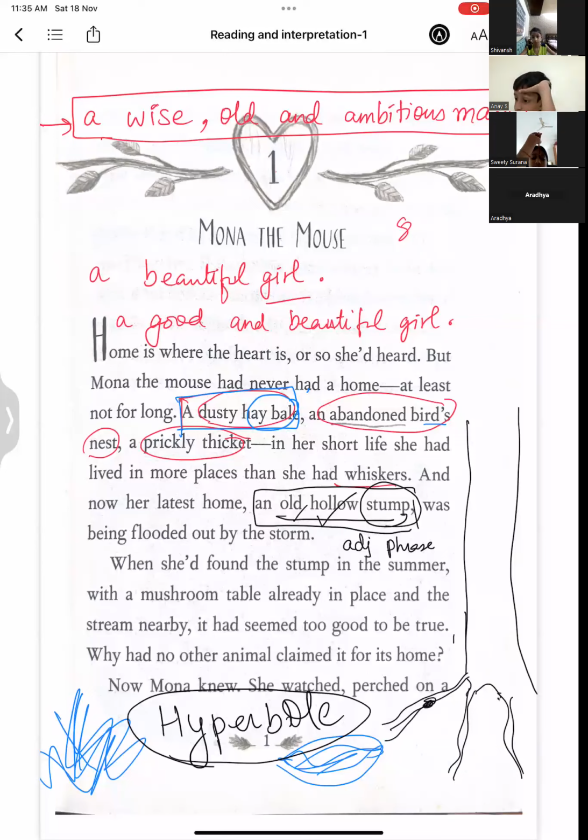This is the tree that we are talking about. And ये जो space है ना यहाँ पर, that would be the stump. Am I right, Samaira? The nerve endings of the tree. So the roots look like the nerves of a human body. Okay. Now it has been flooded out by the storm. Now they're describing it even more. When she had found the stump in the summer with a mushroom table already in place.